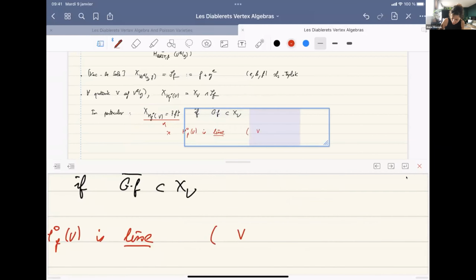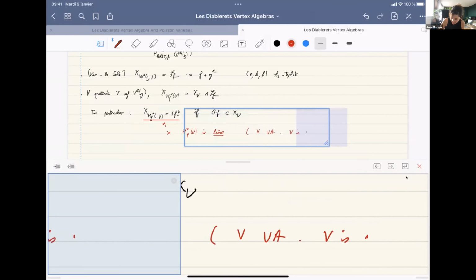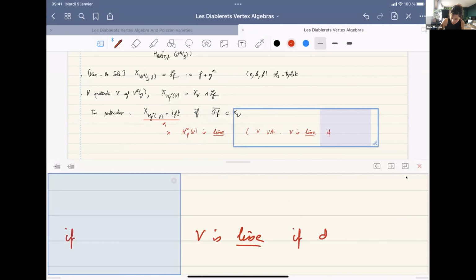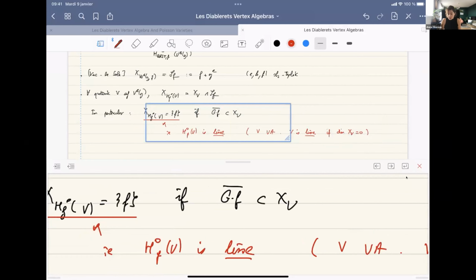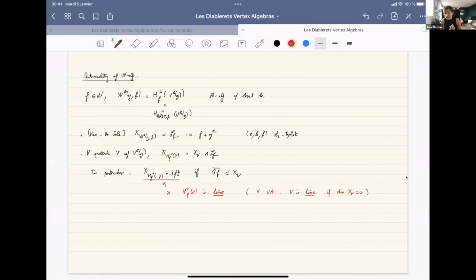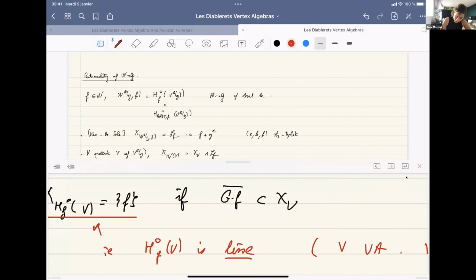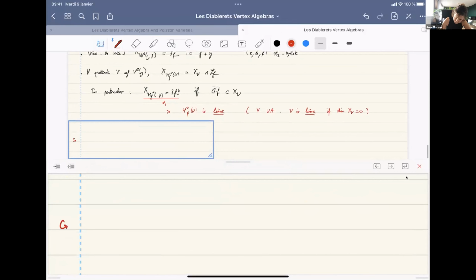In general, for V a vertex algebra, V is called Lisse if the dimension of the associated variety is 0. So in this setting, it is easy to check whether this W algebra is Lisse. All right, and close to the Lisse condition, there is a rationality condition. The rationality condition says that a vertex algebra is called rational if any graded module is completely reducible. And we have a famous conjecture of Zhu, which says that rationality implies the Lisse condition.